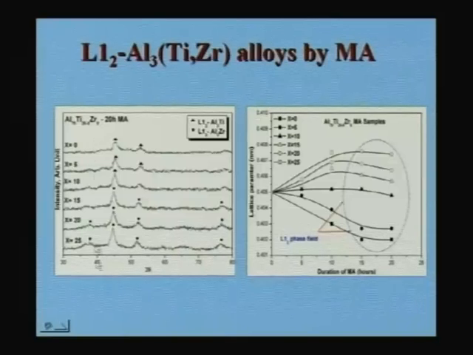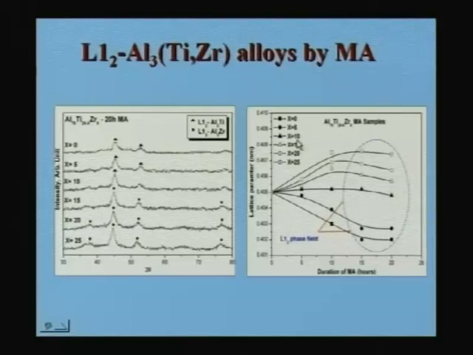So you are changing the composition in such a way that you have all these ternary compounds, and in all the cases you get the L12 phase after a certain time of milling. This is 20 hours, and here we show you how the lattice parameter changes as a function of time for different compositions. You can see that if the composition is less than about 15%, the lattice parameter decreases. That means when titanium goes into aluminum, when the percentage of zirconium is less than 10, you are basically on the Al3Ti side, isn't it?